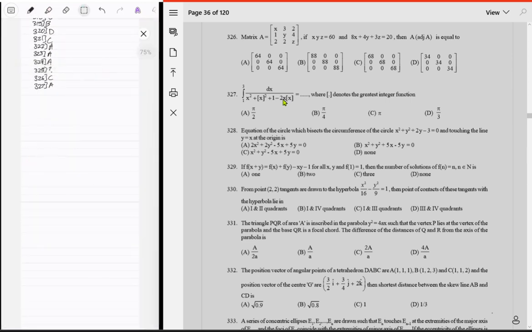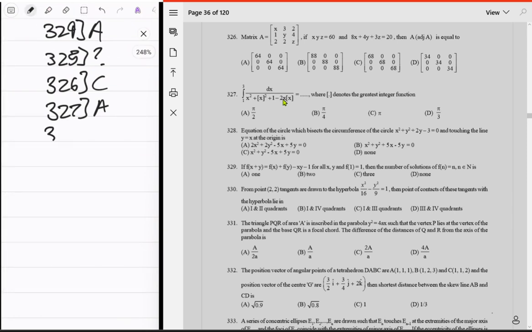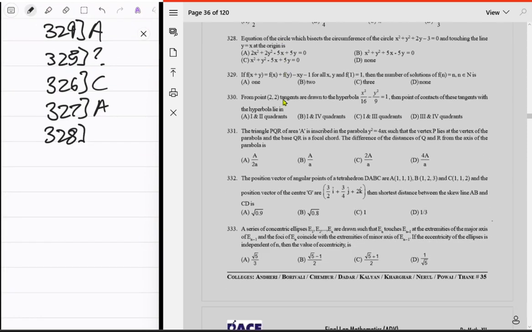28. Which is the equation of the circle which bisects the circumference of this circle and touches the line y equal to x at the origin? Touching this line at the origin. Oh, that's nice. That is really nice.